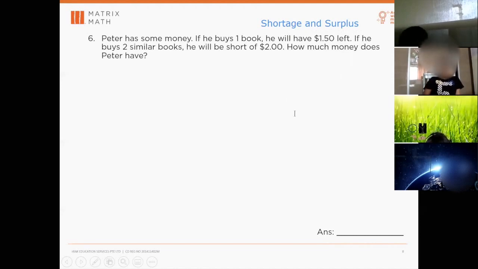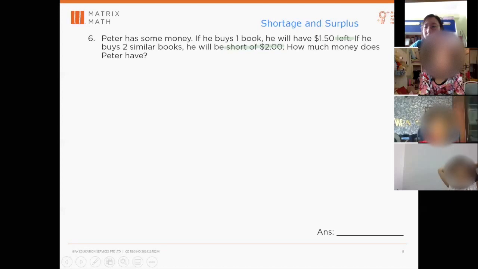I remember the word surplus, but I don't remember shortage. You remember surplus, okay, so at least you remember one of them. Surplus means whatever you're left with. You buy something, you're left with some money. That's the surplus. Shortage means you don't have enough money. You're short of some amount of money. That's the difference between shortage and surplus.